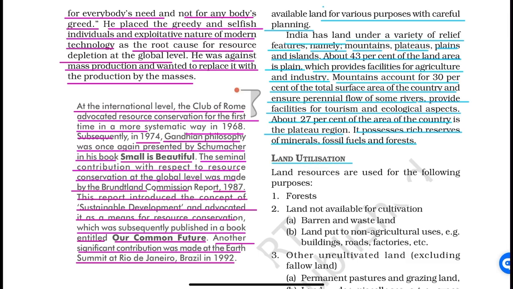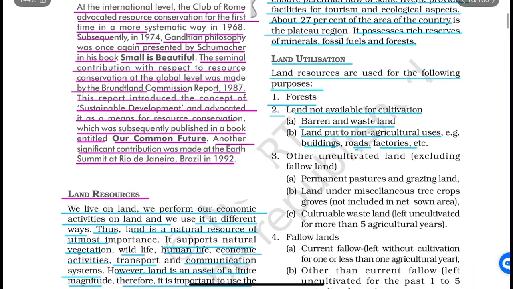Next topic is land utilization. It means land uses. Land resources are used for the following purposes. First, forest. Second, land not available for cultivation, like barren and wasteland, or land put to non-agricultural uses. It means buildings, roads, factories.